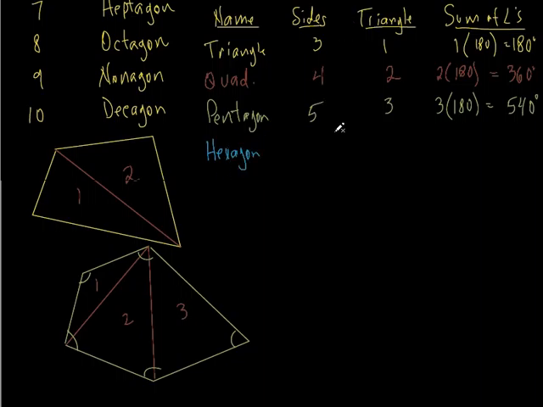How many sides does a hexagon have? 6. How many triangles am I going to have? Do you see a pattern? Look, 3 sides, 1 triangle. 4 sides, 2 triangles. 5 sides, 3 triangles. What's the pattern? What am I doing though?